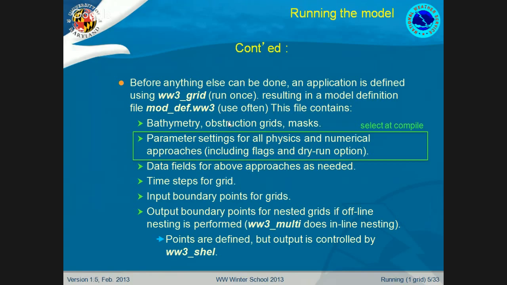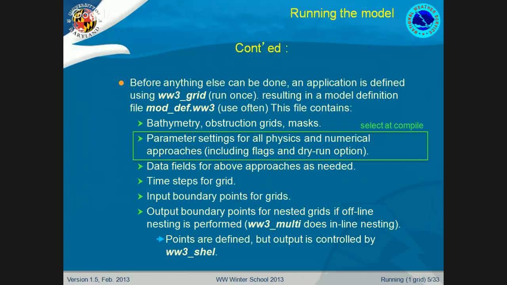Oh yeah, I didn't talk about this. Obstruction grids, which is some blocking factors for unresolved obstacles. Some masking, all the frequency grids, and some other parameters. There's also some pre-computed tables. Yes, there is a pre-computed table for ST4, which is taking forever to compute. So normally, you do it once and then it's done.